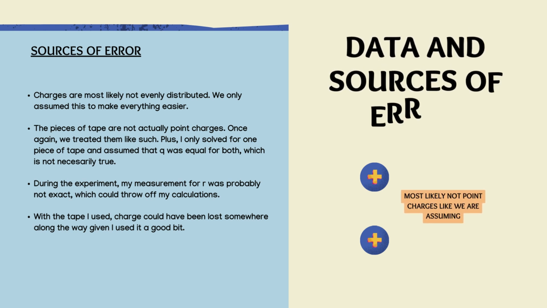So some sources of error: the charges are most likely not evenly distributed. We only assumed this to make everything easier. The pieces of tape are not actually point charges. Once again, we treated them like such to make our life simple. Plus, I only solved for one piece of tape and assumed that that Q was equal for both, which is not necessarily true.